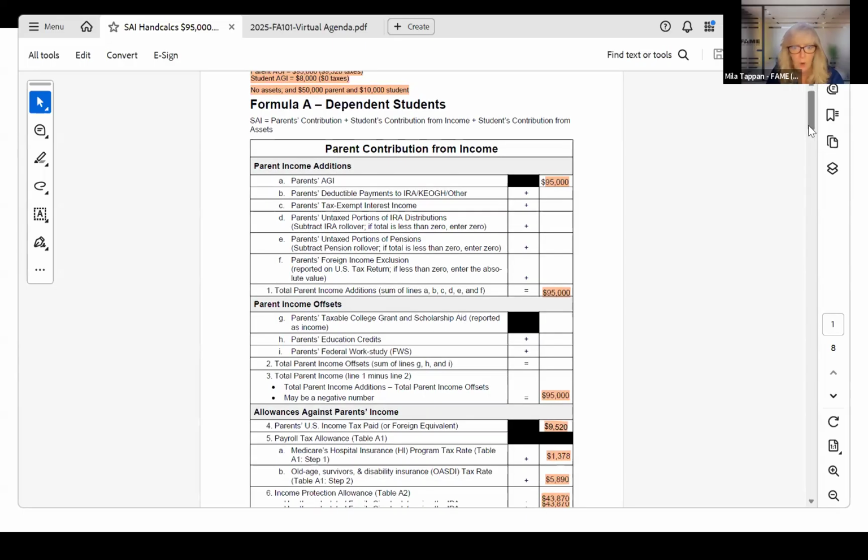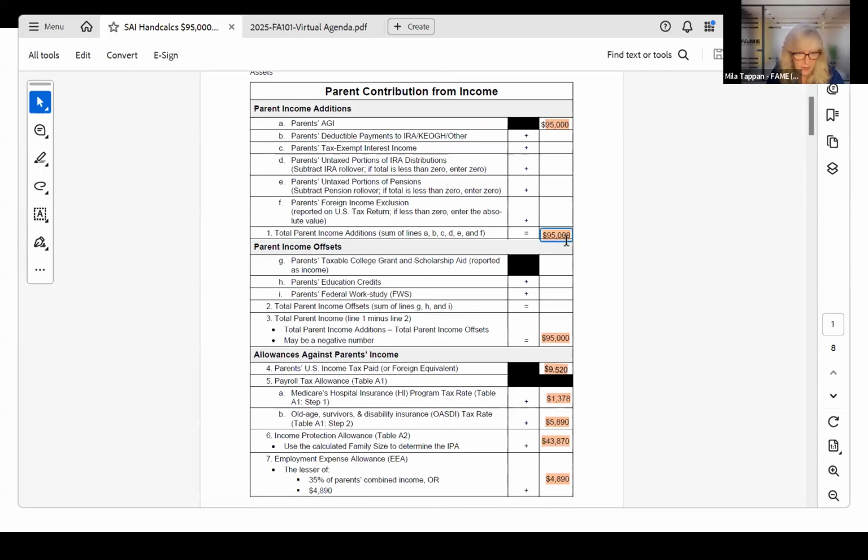So the parent income, we've totaled that all up. Now there are some offsets against income, and you're going to see those on both the parent side and the student side. An example where a parent might have an offset is, let's say their student has been in college for a couple of years. They're able to take advantage of an education tax credit. That basically reduces their tax burden. That's a good thing.